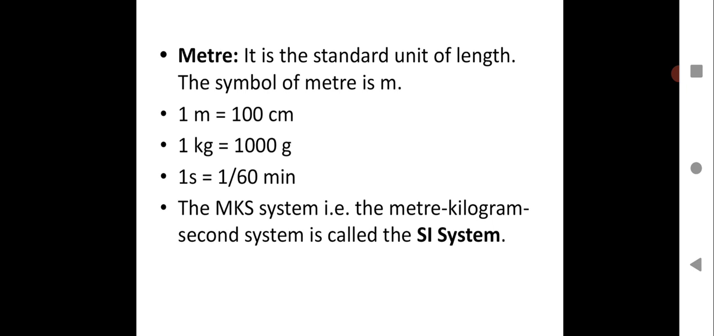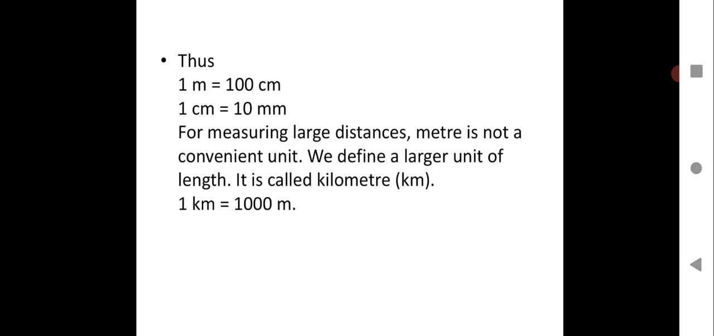Please take this down. We will go for next. Here we will see 1 meter is equal to 100 centimeter. You will see the conversion of the meter, and 1 centimeter is equal to 10 millimeter. For measuring large distances, meter is not a convenient unit, so we define a larger unit of length, that is called as kilometer, and 1 kilometer is equal to 1000 meter.